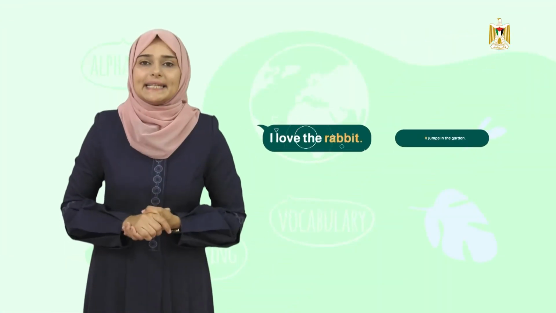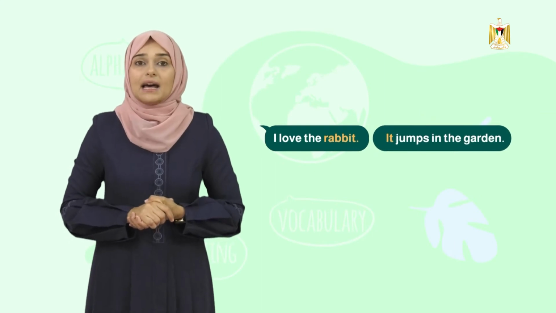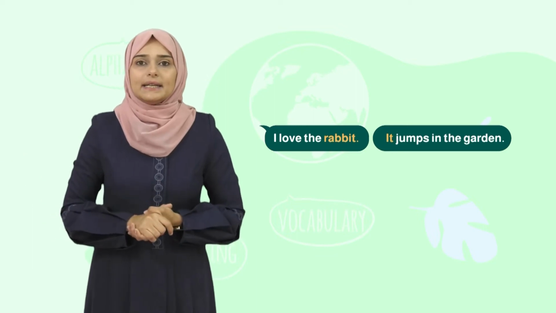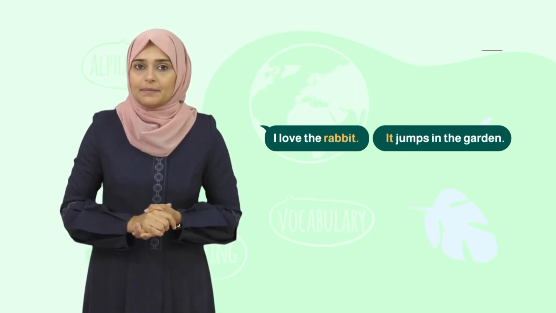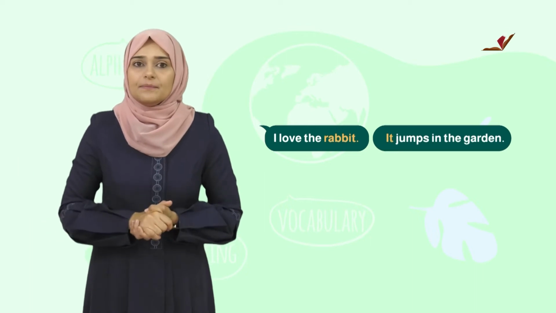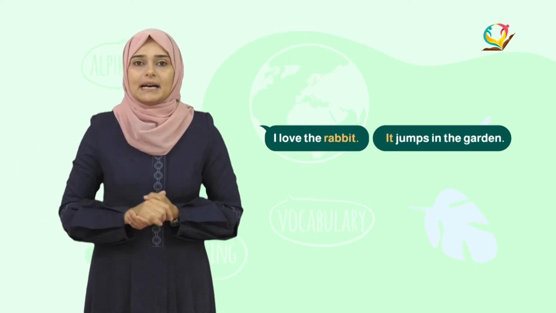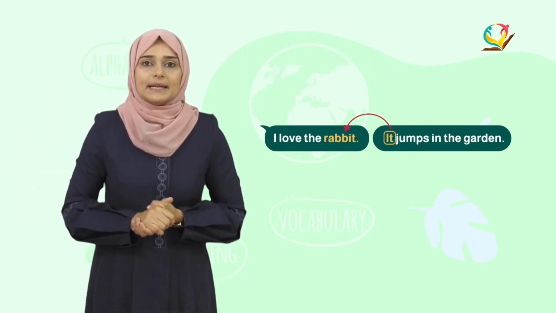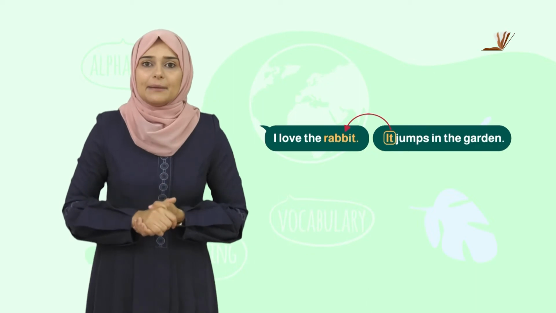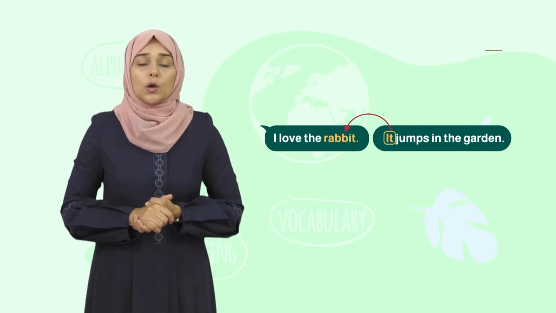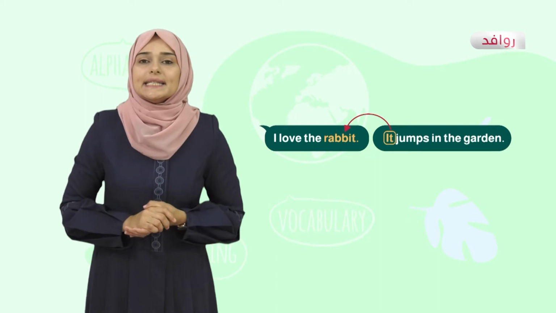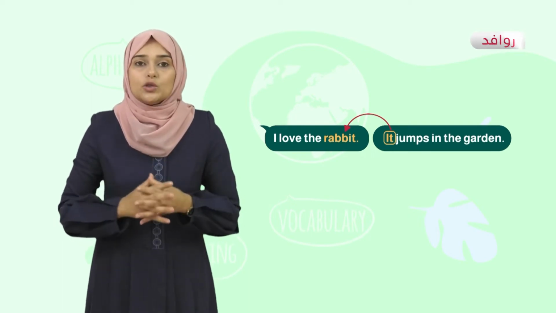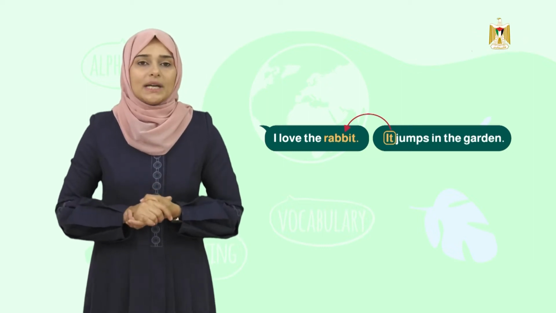Now, look at these sentences. I love the rabbit. It jumps in the garden. أنا أحب الأرنب. هو يقفز في الحديقة. In the second example, the subject it refers to the rabbit. It تعود على الأرنب. In the first sentence, we can join the two sentences with relative pronoun which. بإمكاننا ربط الجملتين بضمير الوصل which.